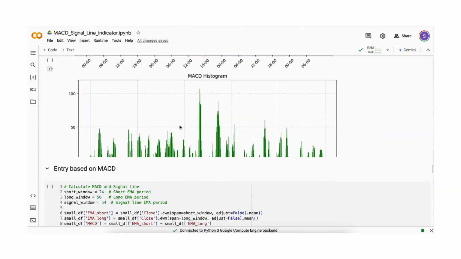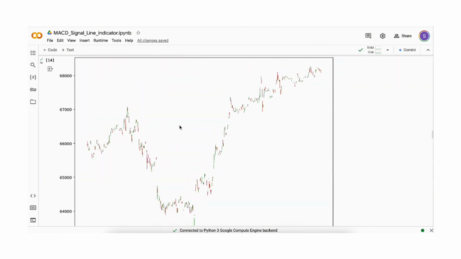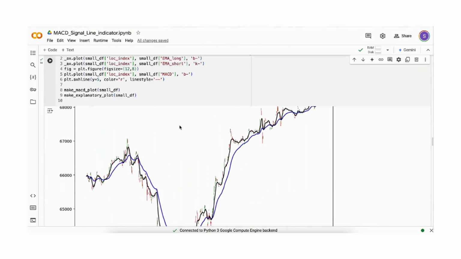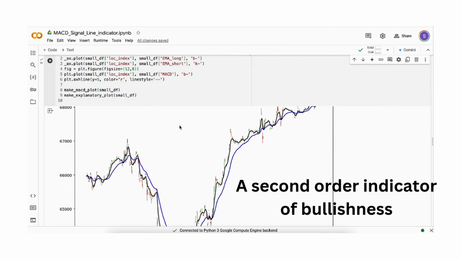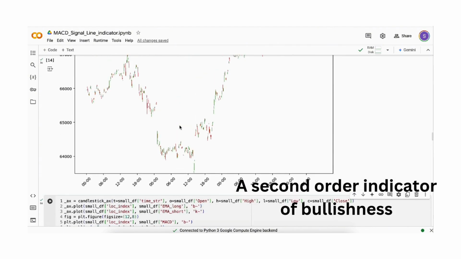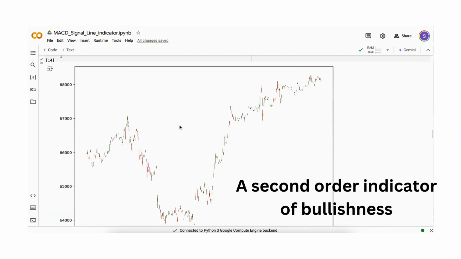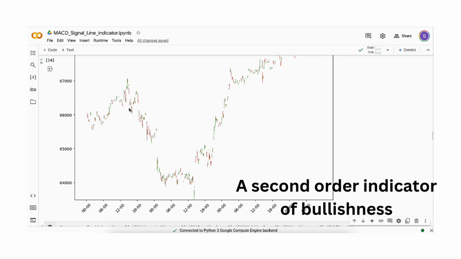Let's jump right in to the MACD. So what is the MACD? The MACD represents what I call a second order indicator of bullishness, and we will start with using the Bitcoin data, and this is 5-minute Bitcoin data, and this is the price action, and we will start here, and then we will look at how to calculate the MACD.